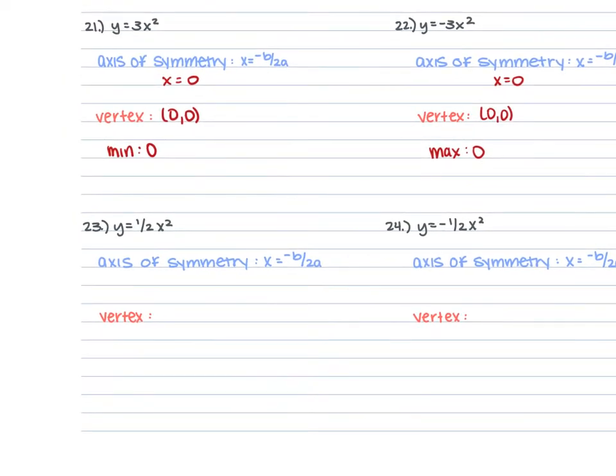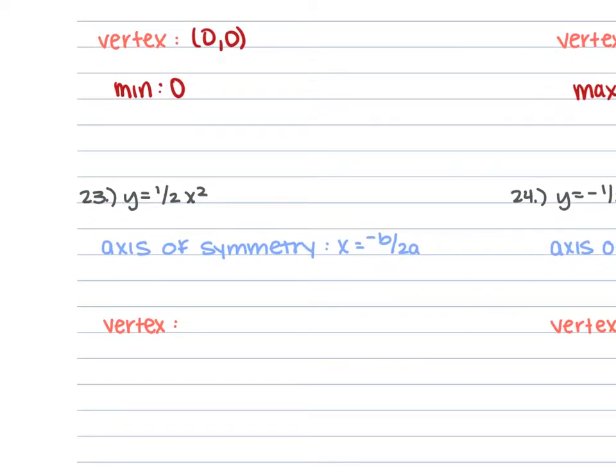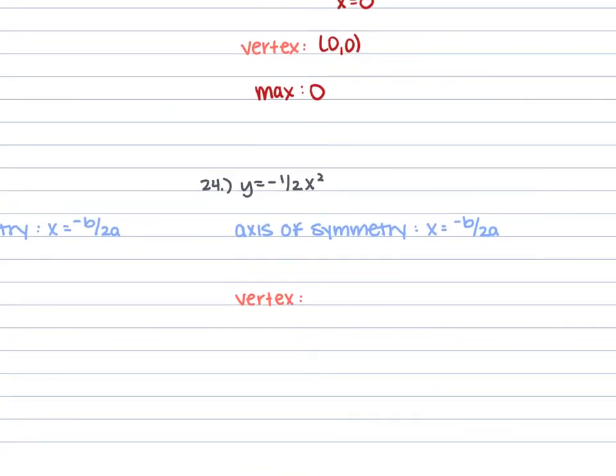And then 23 and 24 are the same way. So we have zeros for our b value. So our axis of symmetry is going to be x is equal to 0. Our vertex is 0, 0. And then for 23, we have a minimum value because a is positive, at 0. And then 24, we just have a maximum value at 0 since a is negative.